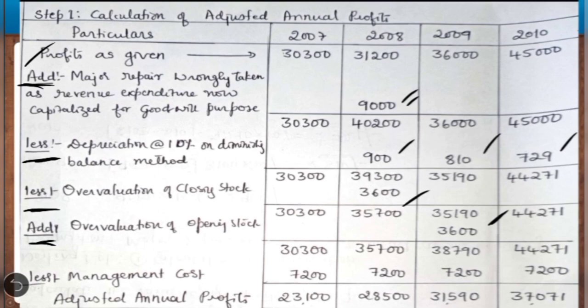And the third adjustment says that we have to provide for management cost of each year, 7,200 each has to be deducted from all these profits. So then you are going to arrive at balances which are called adjusted annual profit: for the year 2007 23,100, 2008 28,500, 2009 31,590, 2010 37,071. So we have completed the first step.